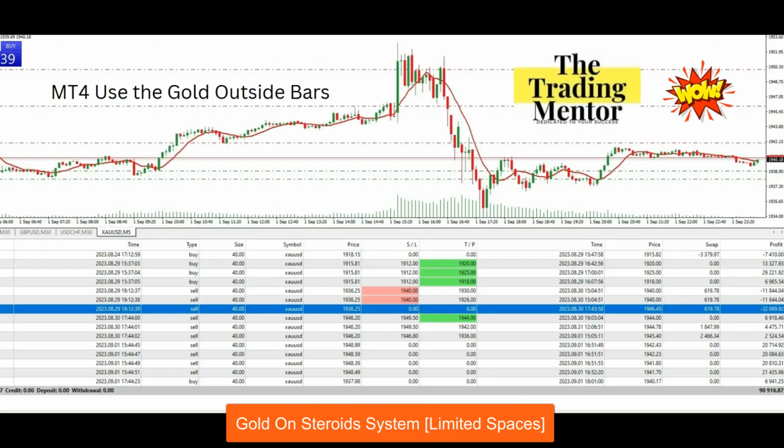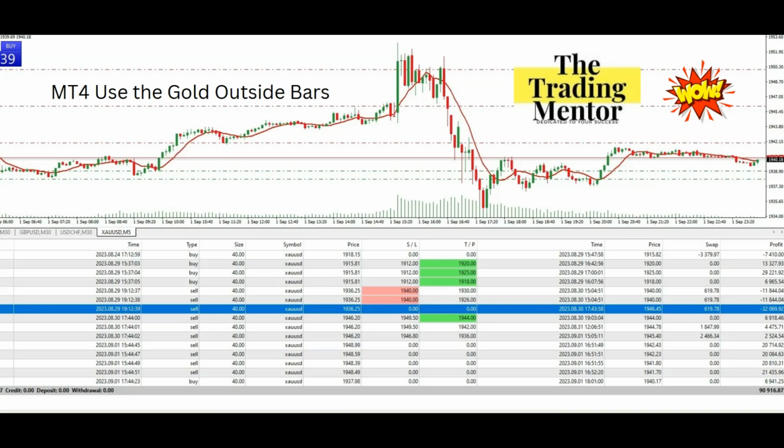So this is the MT4 account. When we talk about outside bars, I'll cover that in a minute. Just to confirm and reiterate for people who are new what you're looking for with Gold on Steroids outside bars. And then I'm going to go into how you can make a lot of money, which is what it's all about, I guess, at the end of the day. This is an old account, but the same system applies.